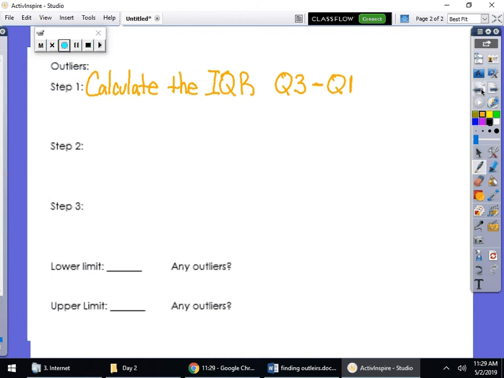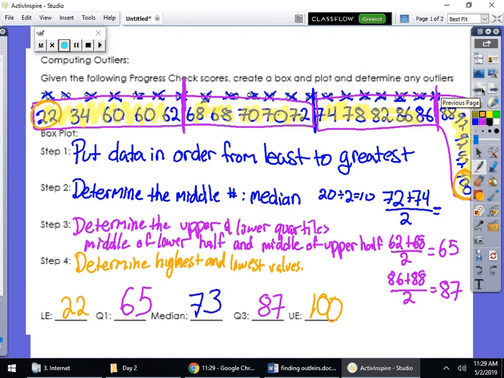So when we look back at the data, the upper quartile was 87. The lower quartile was 65.